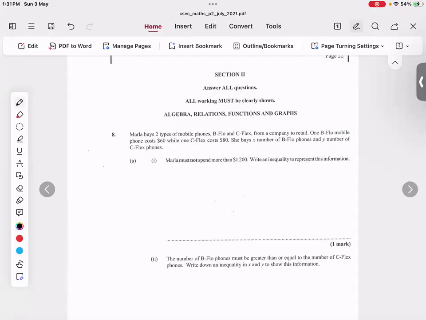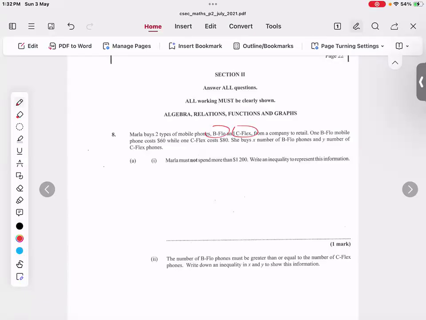Marla buys 2 types of mobile phones, B-Flow and C-Flex, from a company to retail. So she will sell them back. So she has 2 types of phone. Let me underline those because I think those are going to be important. B-Flow and C-Flex, 2 types of phone. She's going to sell them back.